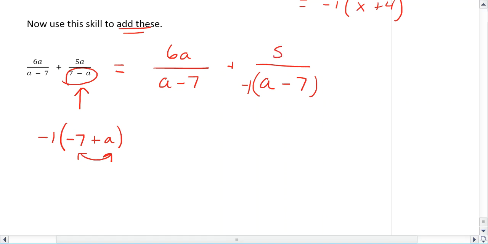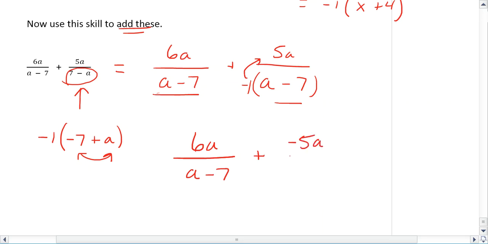So I do indeed have this denominator if I have the -1 in front. And then this is 5a. Now, I don't want this -1 in the denominator because I want to have straight up common denominators, a minus 7 and a minus 7. So I'm going to take this -1 and move it up to the numerator, and there's the other bell. So let's write this as 6a over a minus 7. Bringing this -1 up, I have a -5a over a minus 7.